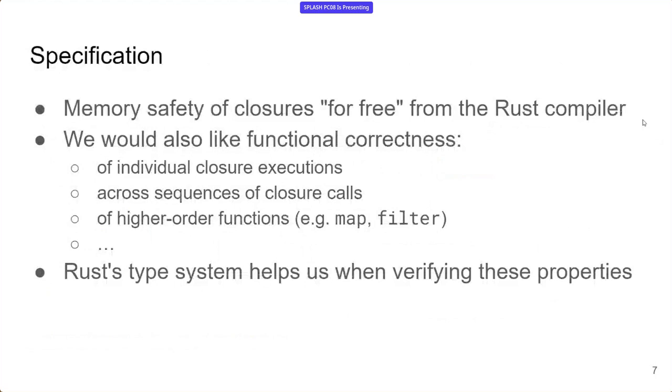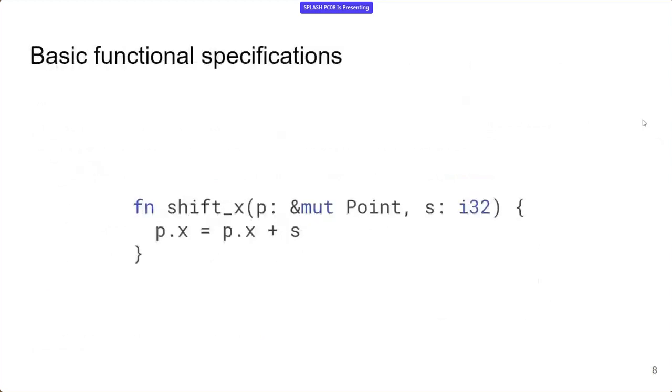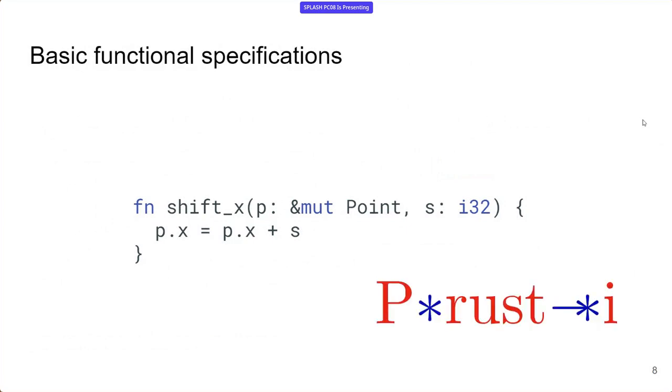And so this helps us, but of course we actually want to talk about specification and verification of closures. So we got this memory safety, but we want to reason about individual executions of closures, of unbounded sequences of calls, and of higher order functions such as map and filter. So before we get to that, let me just very briefly introduce Prusti, the Rust verifier that we developed at the program methodology group at ETH.